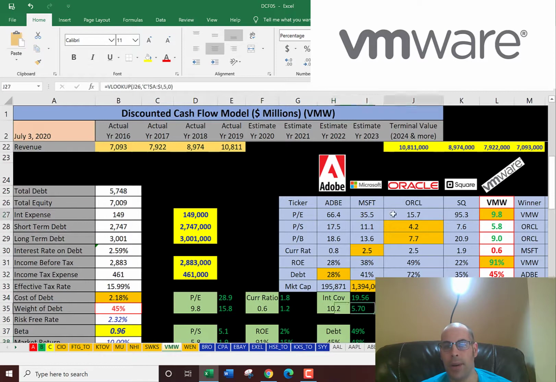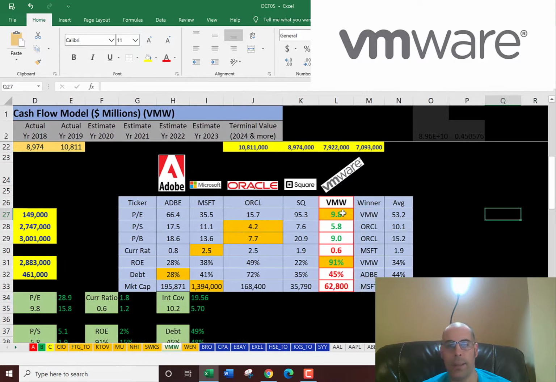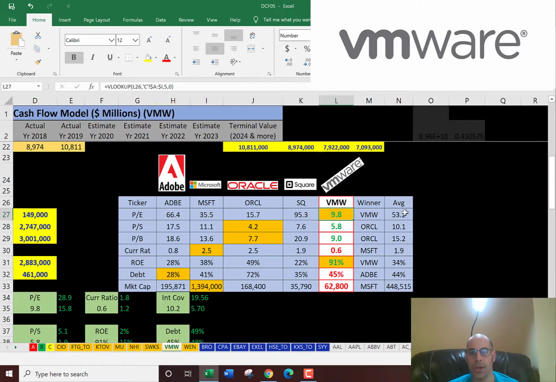The best way to look at ratios is to compare them to the competitors. So I've done videos on Adobe, Microsoft, Oracle, and Square. And this is VMware right here. And if it's green, the number, that means they're better than the average. And if it's red, they're worse than the average. And if you see anything in orange, that means that company has won in that category. So VMware has the best PE ratio of 9.8. Price to sales ratio, they're better than the average of 5.8.